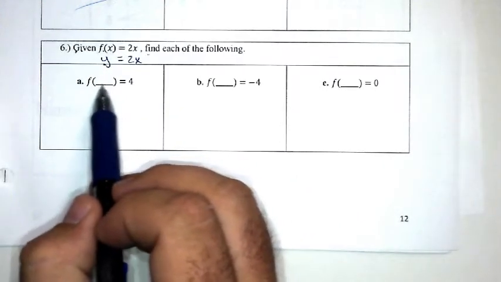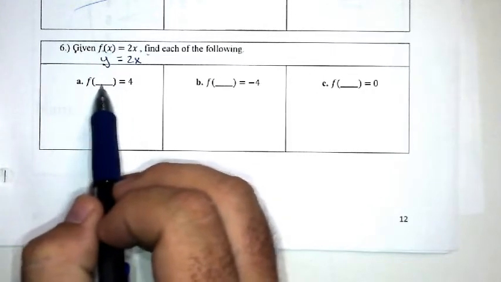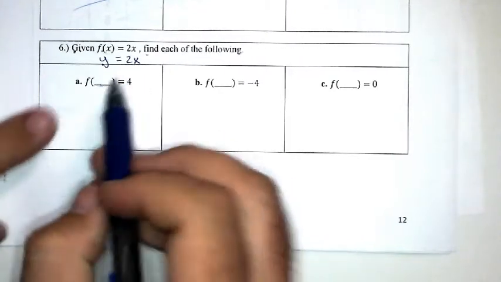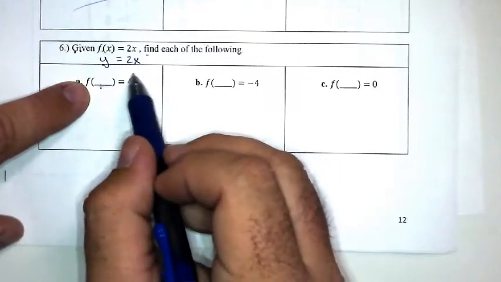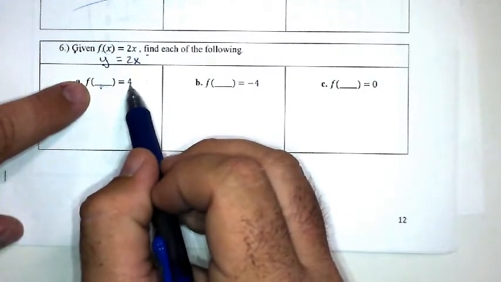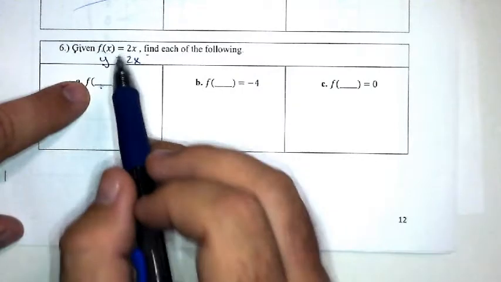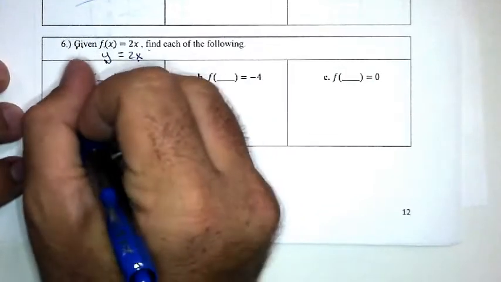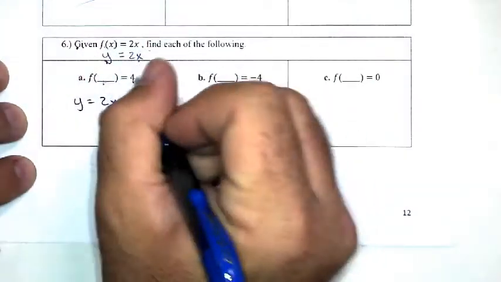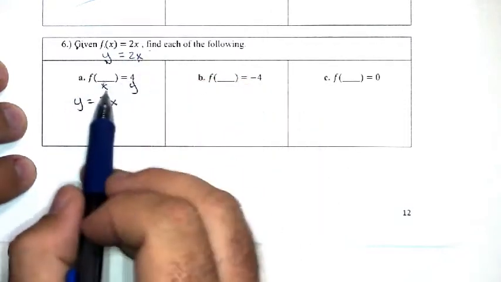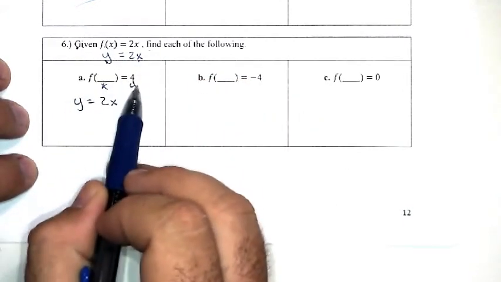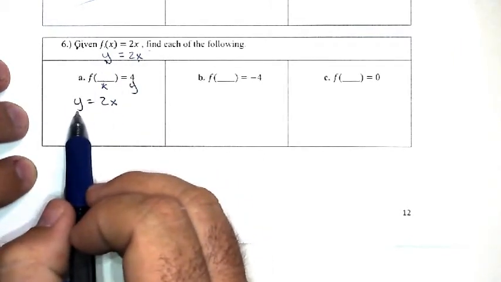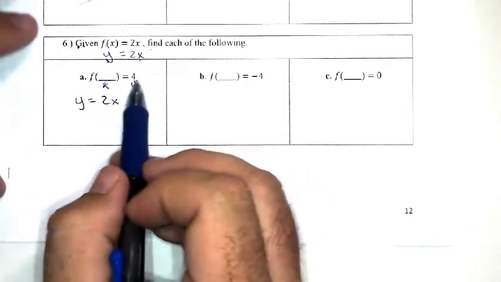I'm missing the x. So what did I give you? If I did not give you the x, what did I give you? The y. So I have y equals 2x. This is your y, this is your x. I'm missing the x, but I have a value for y, so can I substitute that? Yeah, I can, because I know the value of y. So I take 4, and I replace it with y, and now I solve for x.